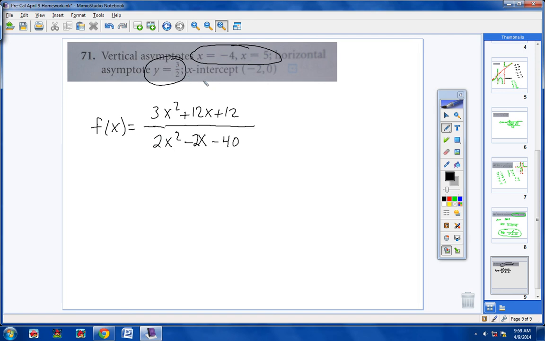And then if I want to check my x-intercepts, remember you take the numerator, set it equal to 0, and solve. And trust me, if you did that, you would get -2 for your answer. So this function here totally satisfies what we're trying to accomplish.